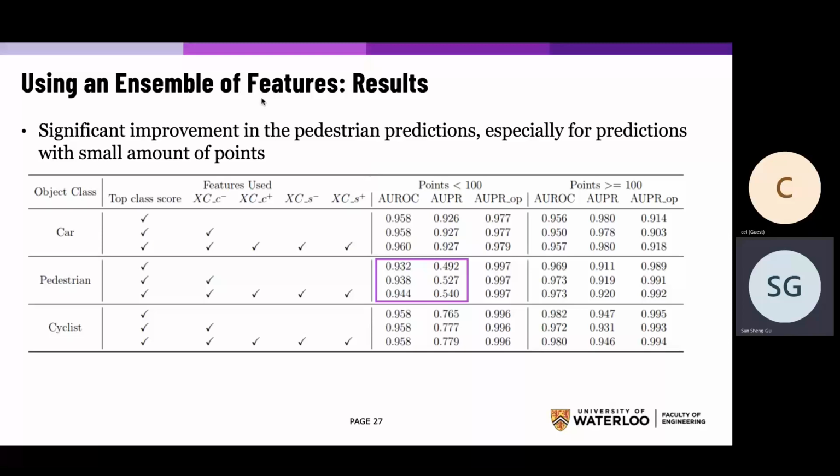So here are our results. We can see quite significant improvement when we add the XC features in addition to the top class score, especially for the pedestrian objects. You can see, especially for the AUPR metric, we get quite a bit of improvement. But the improvement is less for the car and cyclist class. And also we can see that when the number of points in the predicted box is less than 100, that indicates there's a lack of information within the predicted bounding box. The improvements seem to be more significant.